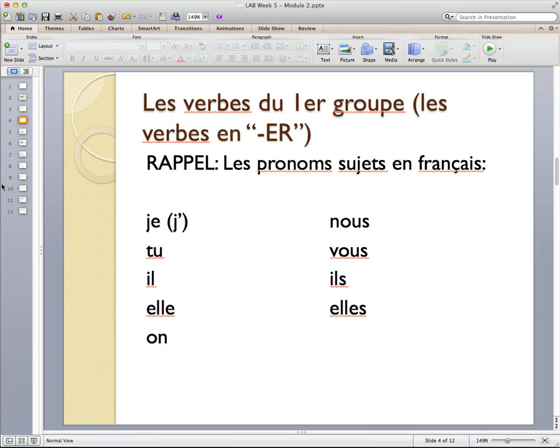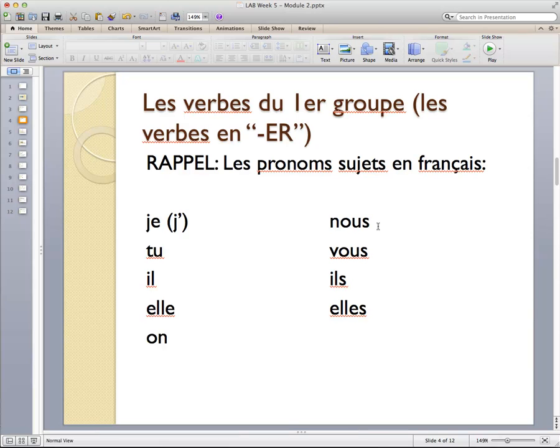The subject pronouns in French are je, which means I, and can be truncated to J apostrophe when the word comes before a vowel. Tu, which means you. This is the informal and singular you. Il, which means he. Elle, she. On means one. And the French often use this to mean we, like one eats pasta at an Italian restaurant.